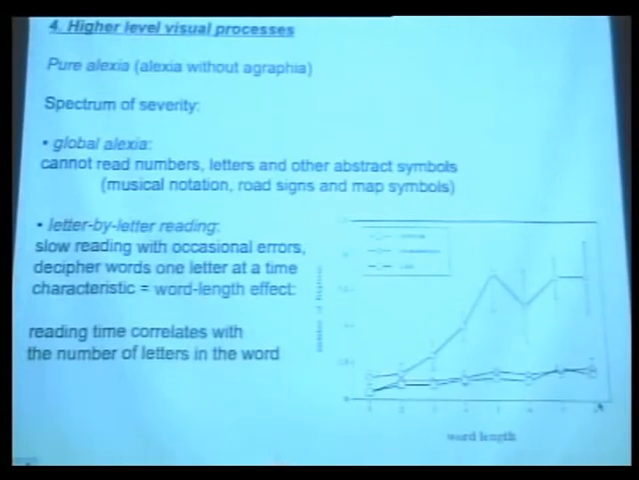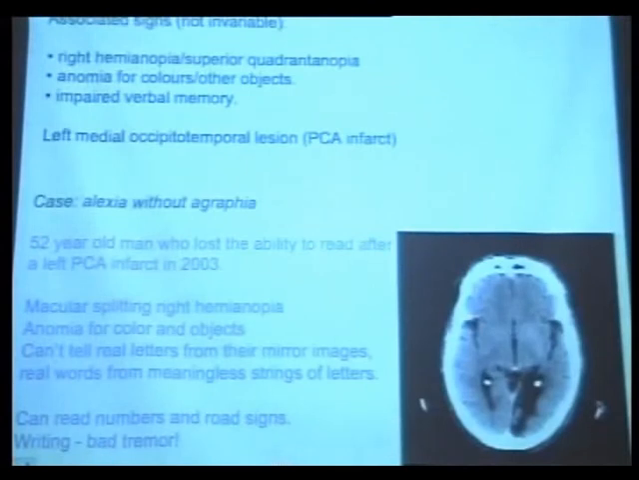And that's what this is trying to show you here, the number of fixations that these subjects need with words. As the word increases from 2 to 3 to 4 to 5 letters, these subjects take more and more and more time and more fixations to do that, whereas hemianopics and control subjects, it's a flat function. It doesn't matter how many letters, you take the same amount of time to read it. They almost always have some right hemianopia or superior quadrant anopia, color anomia, and impaired verbal memory as well.